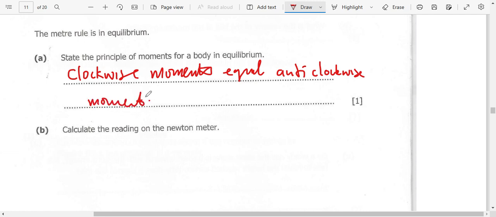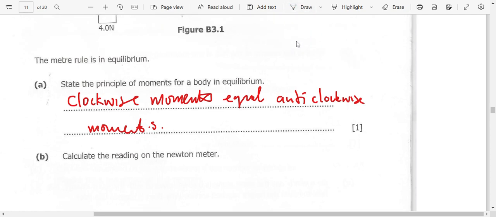So that is it. Clockwise moments equal anti-clockwise moments. Now the next one is: calculate the reading on the Newton meter. We want to calculate the reading on the Newton meter.